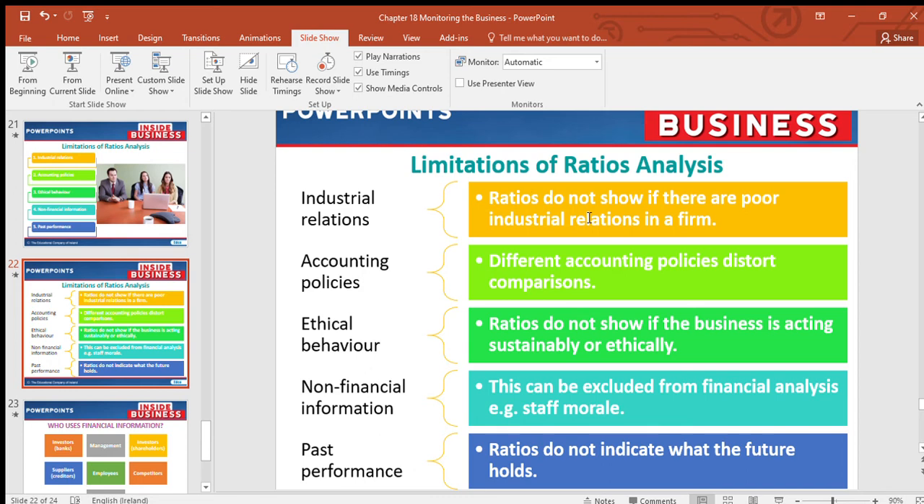So for all of the different metrics, all of the different ratings they had and how good they were doing, behind it all, there was a toxic relationship there between the staff. And stuff like this obviously can't be shown. You can't show that in numbers. And that is a limitation because that's a potential problem for the business. Accounting policies, ethical behavior, non-financial information, past performance. Again, just like break-even analysis, you could be asked, what are the limitations of ratio analysis? And that is your slide. Again, please take that slide down.